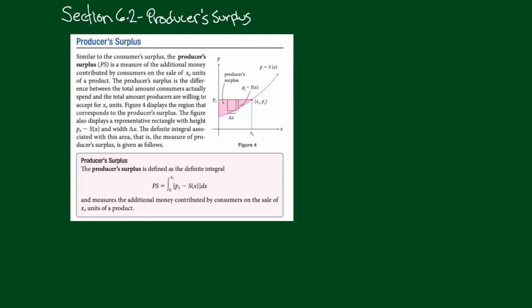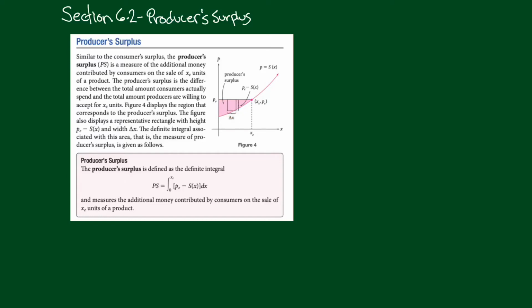And so it's the height of the rectangle, which is p sub e minus s of x, where s is the supply curve. So it's p sub e minus s. I'll go down here to the integral. It's p sub e minus s. That's the height of the rectangle right up here. And the dx, you know the dx is a delta x, but just when it has shrunk to nearly zero.